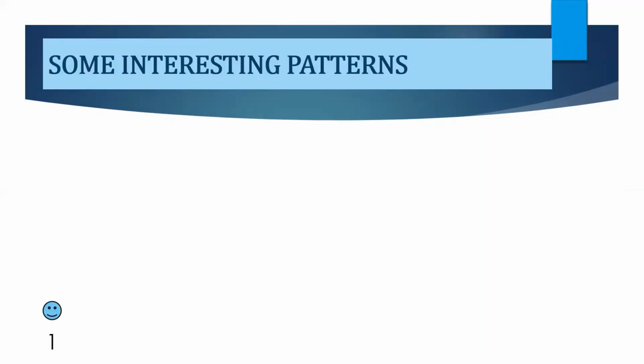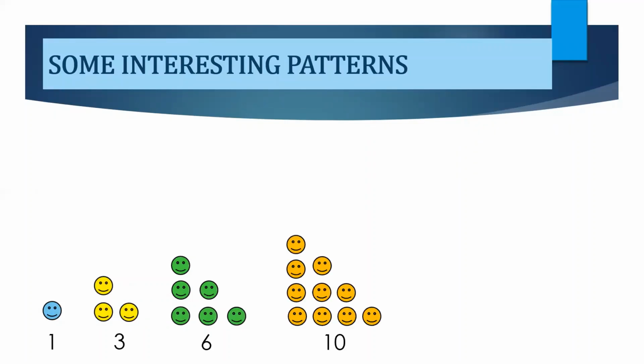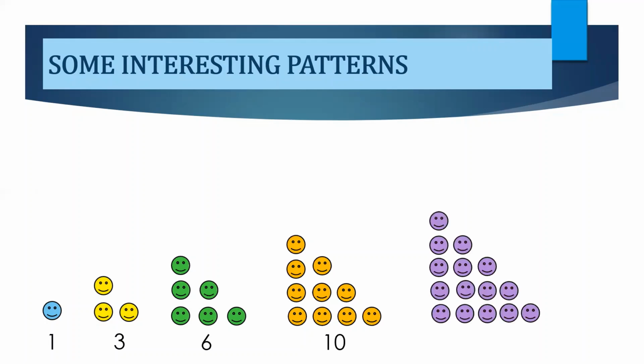Students, here you observe the number of smileys appearing every time. The first one is only one smiley. In the second, you can observe three smileys. In the third, you can observe six smileys. Here we have 10, and here we have 15 smileys in the group. Now observe the numbers again: 1 smiley, 3, 6, 10 and 15 smileys.